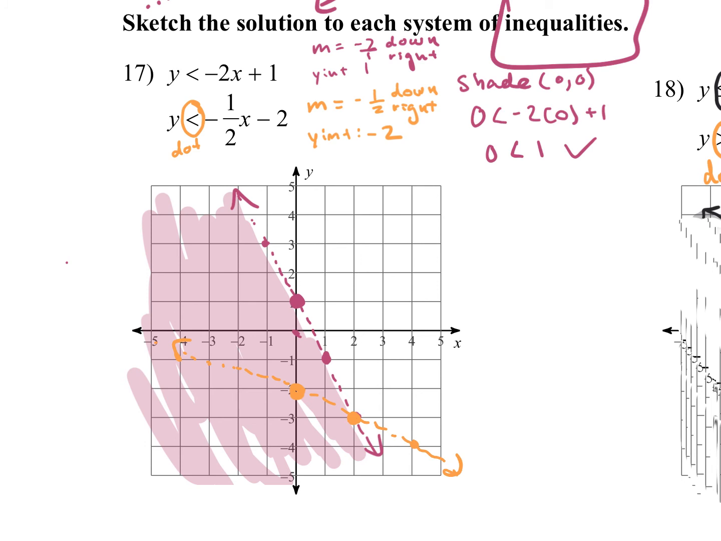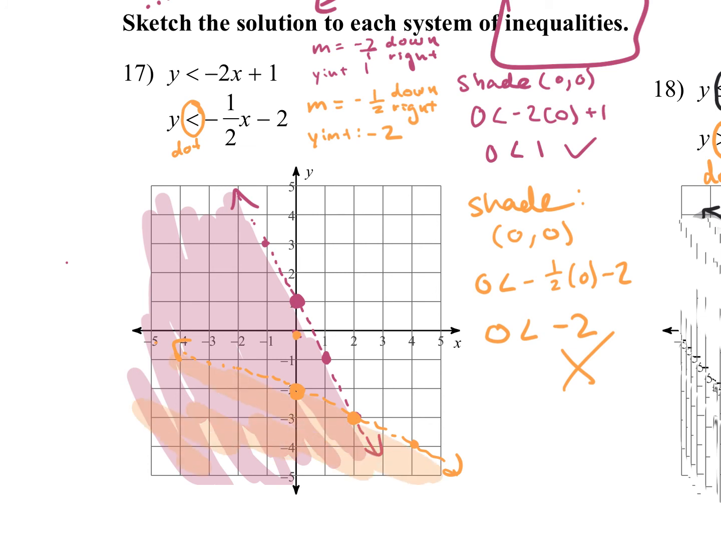And what's the last thing I have to do? Shade. So what do I plug in to see where I shade? 0, 0. So I have 0 is less than -1/2 times 0 minus 2. So 0 is less than -2. Is this true? No. So where do I shade? Where 0, 0 is or where it's not? Where it's not, because it's not true. So that would be on this side of the orange line.